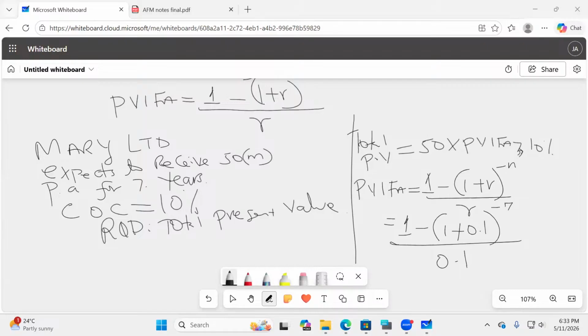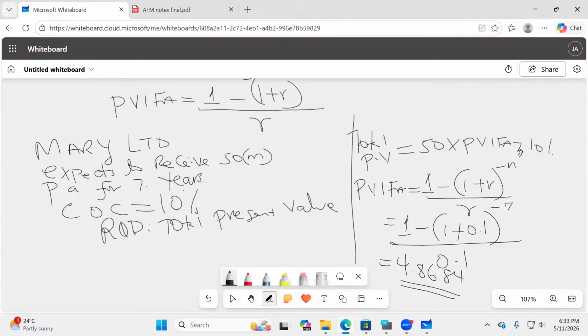That's Rachel. She's telling me, Mwalimu, PVFA here is supposed to be 4 point something. PVFA here is supposed to be 4.868. No, 4.84. Thank you so much. I hope everybody is able to get that figure.